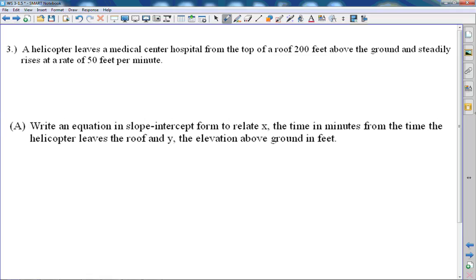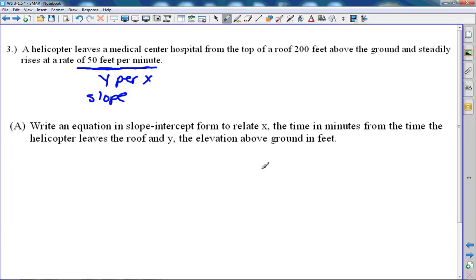A helicopter leaves a medical center hospital from the top of the roof 200 feet above the ground and steadily rises at a rate of 500 feet per minute. Ooh, Y per X. Look at that. I bet you that this is my slope. Write an equation in slope-intercept form to relate X, the time in minutes from the time the helicopter leaves the roof, and Y, the elevation above the ground.